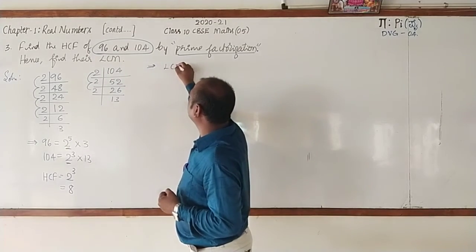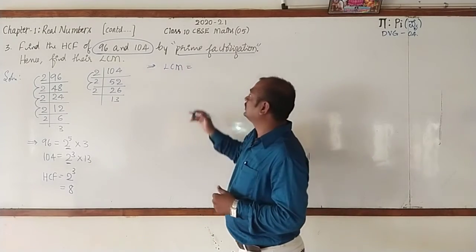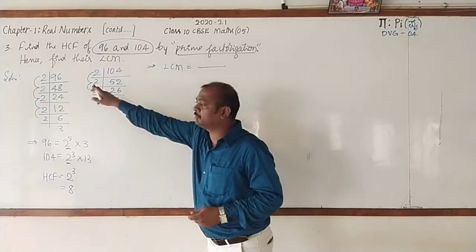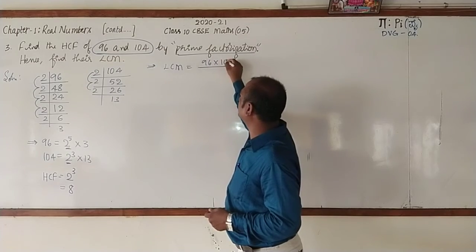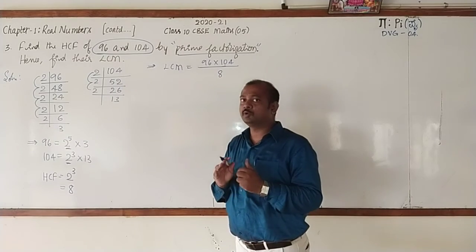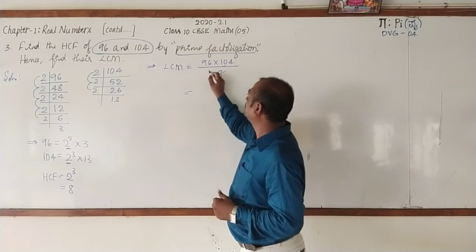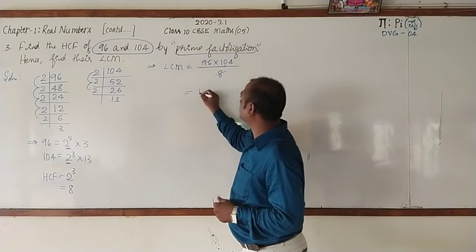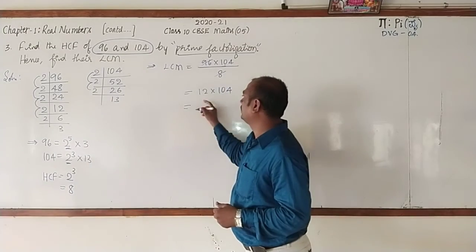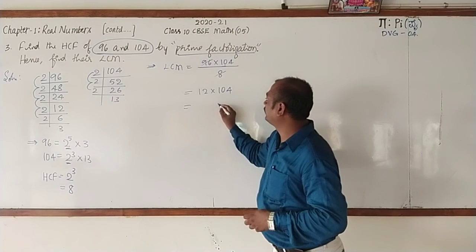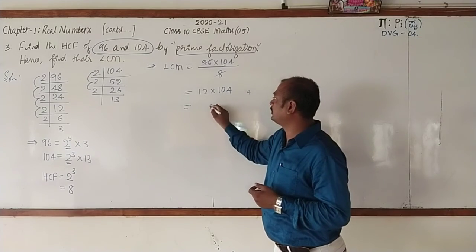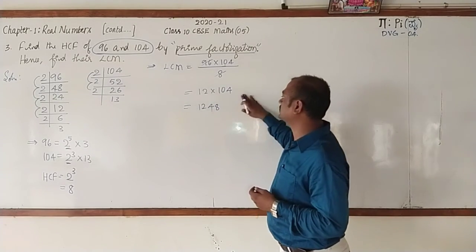So, we all know that LCM is equal to the product of two numbers divided by HCF. What is the product of two numbers? That is 96 into 104, and the HCF is 8. I hope that you have understood. Now, you can cancel it. 8 1s are 8, 1 will remain, 16. Next it is 104. 12 4s are 48, 4 is the carry. 12 zeros are 0, 0 plus 4, 4. 12 ones are 12. 1248.